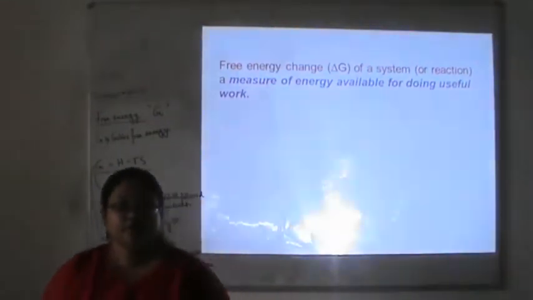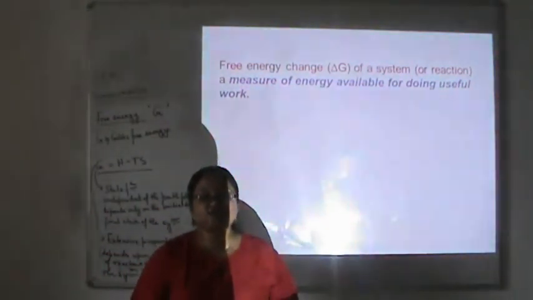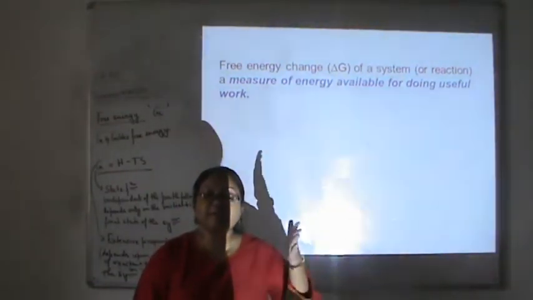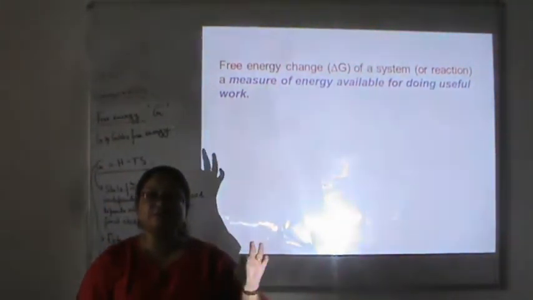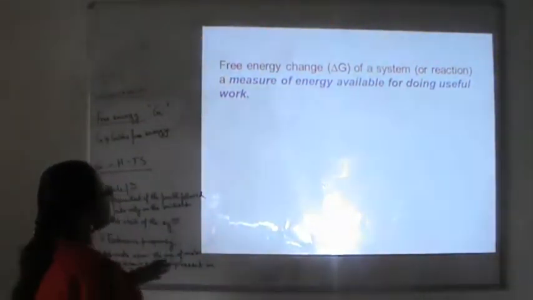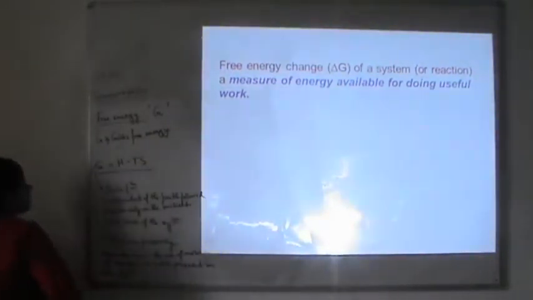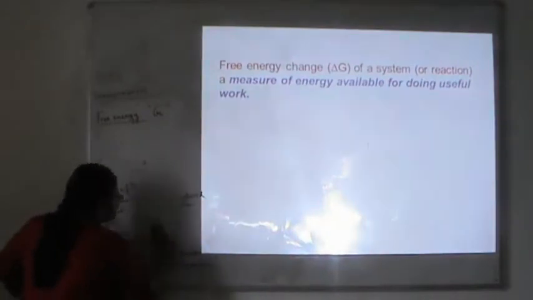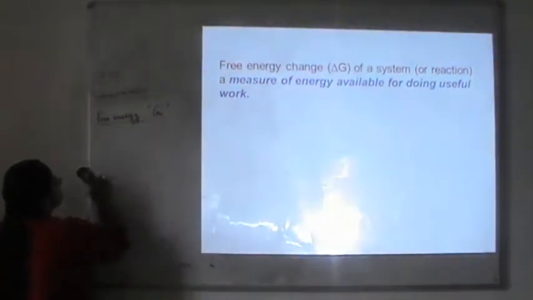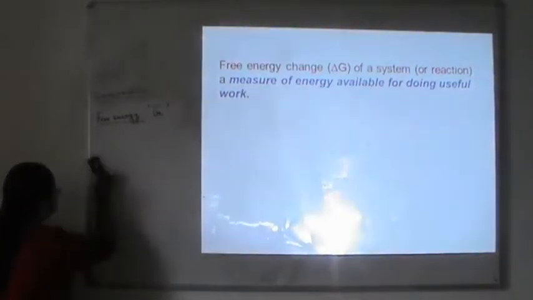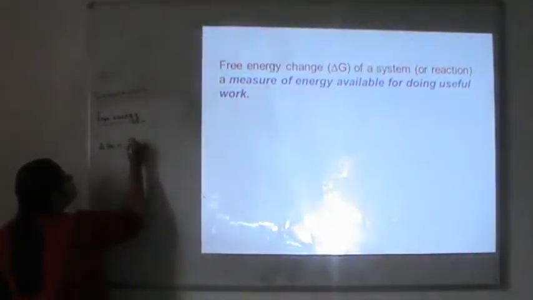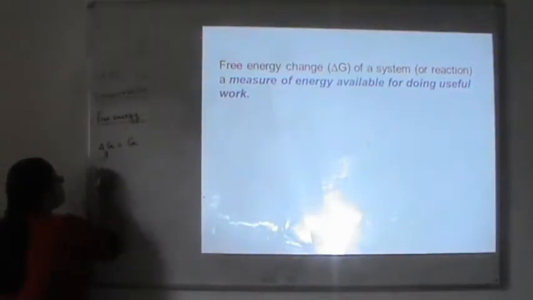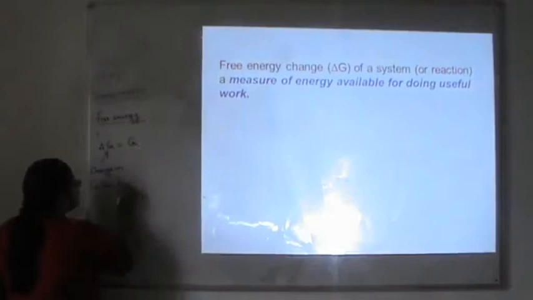So what is the significance of G? G, the free energy, or delta G, the change in free energy, is the measure of energy available in useful form. So it is the measure of energy available for useful work. This is called the change in Gibbs free energy. So what is the change in Gibbs free energy? Delta G is equal to the change in Gibbs free energy.